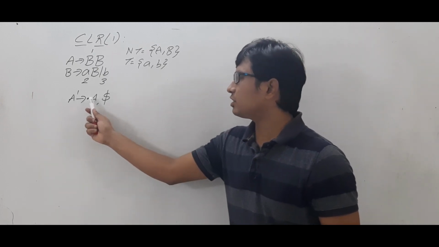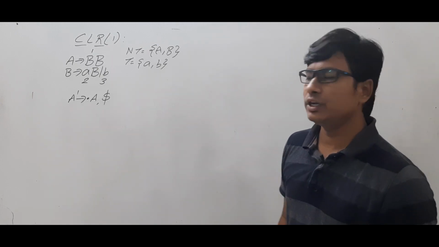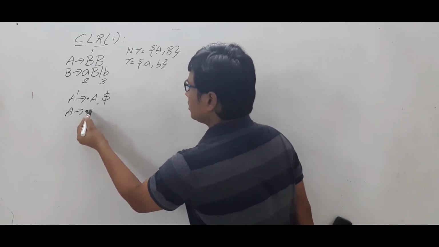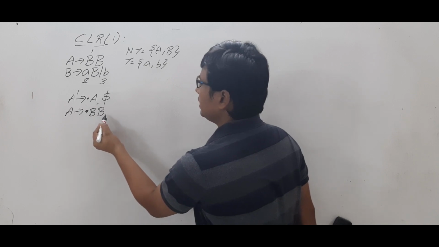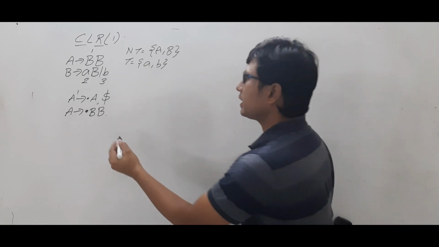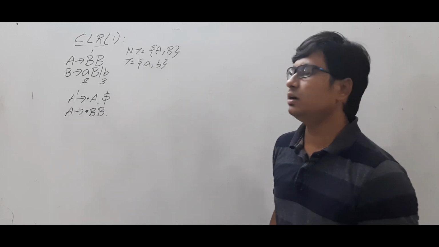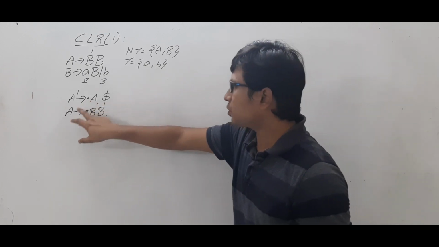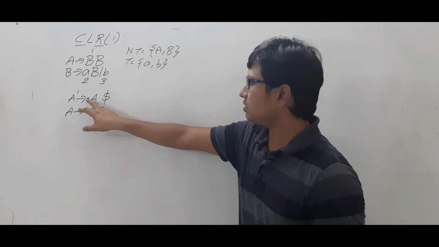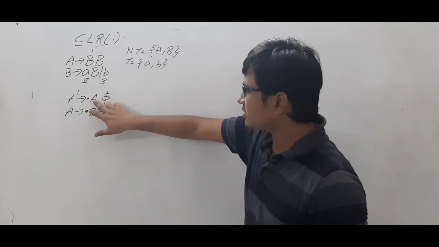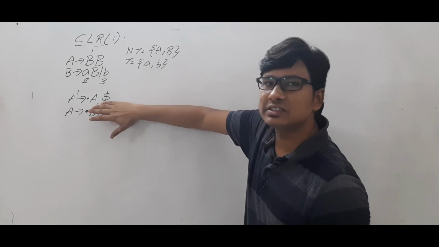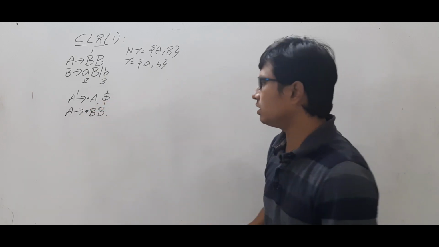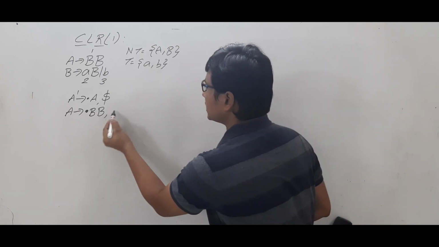Now as after the dot there is a non-terminal, we need to compute the closure. So A determines dot B is there. Now look at how to compute the lookahead for this production. This production I have written because of this dot A. Now leave this A. What symbol is there? Dollar is there. Compute the first of it. First of dollar is dollar. So the lookahead for this one is dollar.